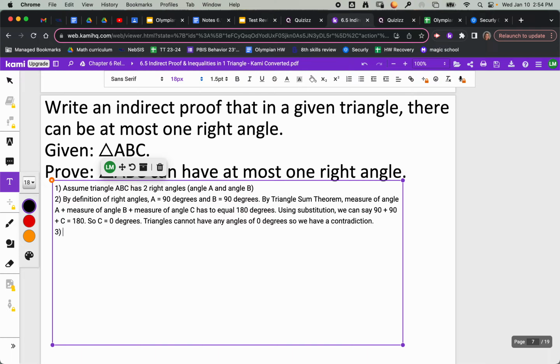So step 3 is when we can point out the desired conclusion must be true because the contradiction proves the temporary assumption is false. So the assumption that triangle ABC has 2 right angles is false, which proves that triangle ABC can have at most one right angle. Okay, so we're going to try to follow that same dialect as we go through some more examples.